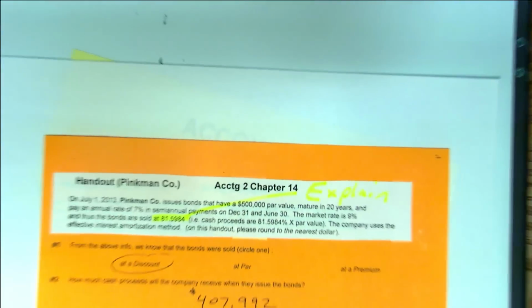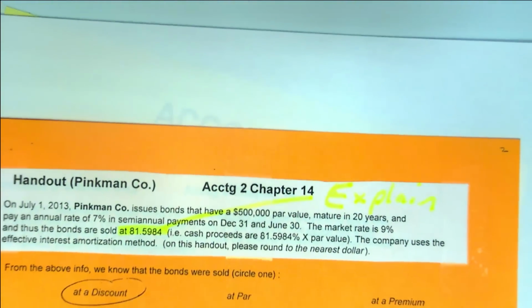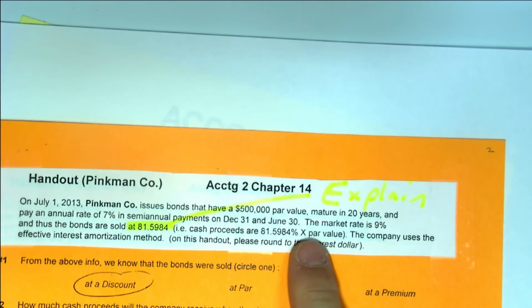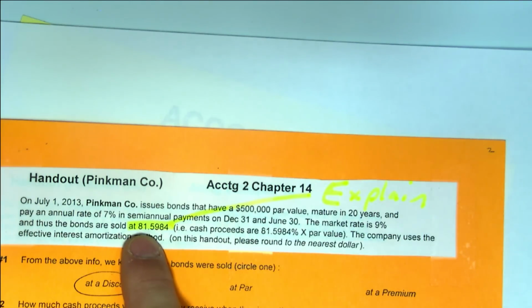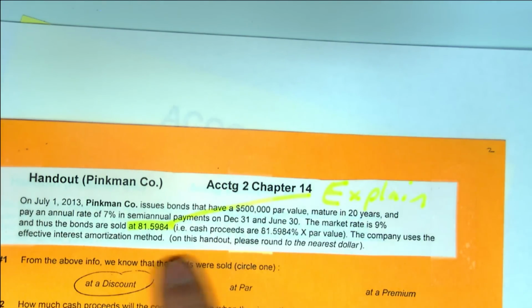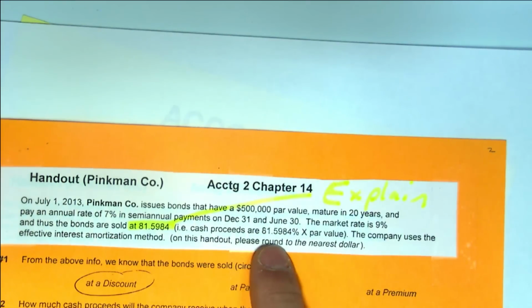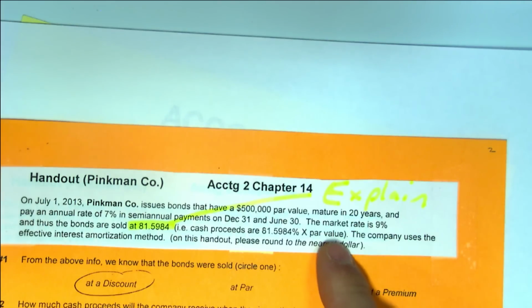Now one thing I want to make sure I explain before I forget is, let's take a look at this. Okay, let's read this real quick. Does your handout say the market rate is 9% and thus the bonds are sold at 81.5984? Does it say that? And then in parentheses I say thus, in other words, cash proceeds are 81.5984% times par value, okay? I want you to be familiar with that terminology, okay?